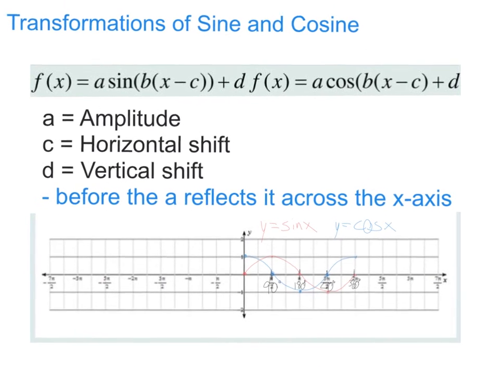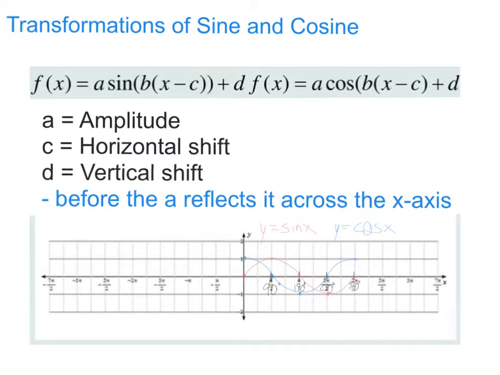But I want to show you these equations here. You see here this a, b, c, and d that are in these two functions. So we have these two forms here. The key things that we're going to look at are the a, the c, and the d. We are not going to look at b changing at all.